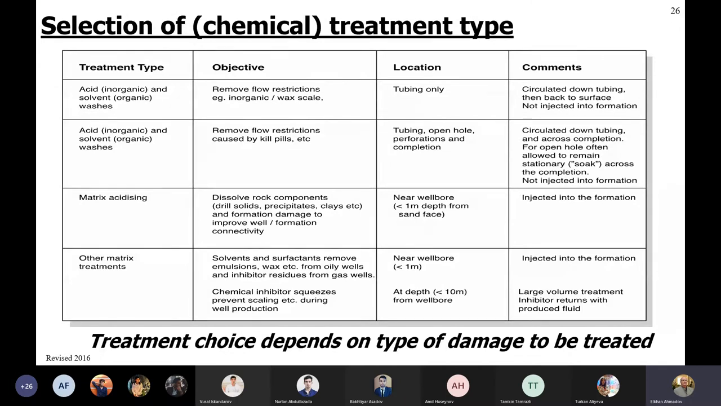Matrix acidizing is aimed at the near wellbore, around a meter or so away from the sand face or wellbore, and it is done by injecting this acid into the formation below the formation fracture gradient. And other matrix treatments are aimed to solve or dissolve some organic scales, scaling like wax or asphaltenes, remove emulsions, and these are squeezed into the well and reservoir to inhibit, to prevent those scaling and emulsions.